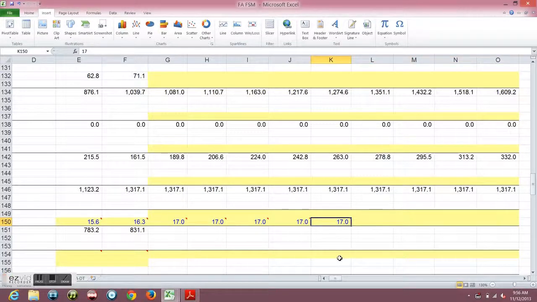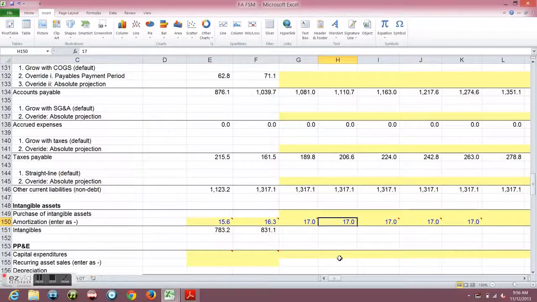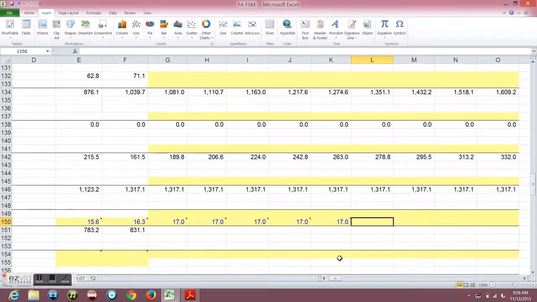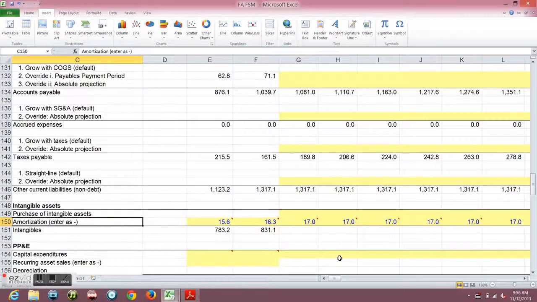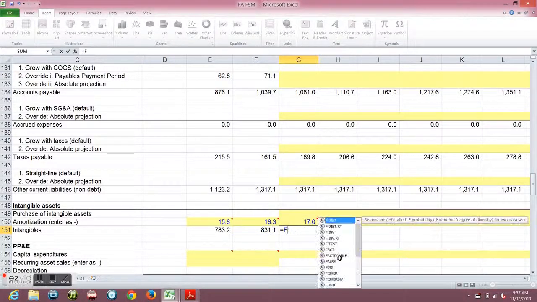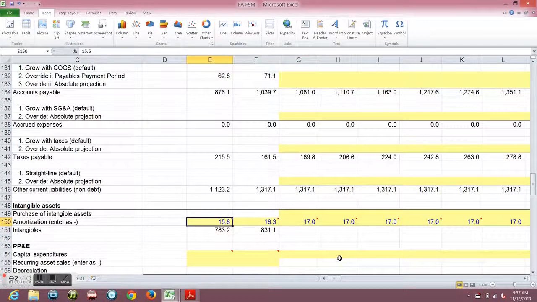But let's just say that we don't know what our amortization is going to be for the next couple of years. Well, we're going to just use the information that we have and straight line this. We're assuming that purchasing of intangible assets can be very unpredictable unless that is a recurring thing for a company. In this case, it is not. So we're going to assume there are no intangible asset purchases.